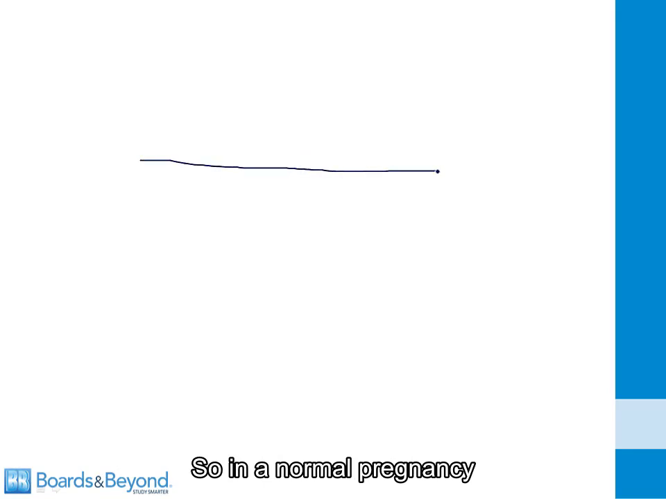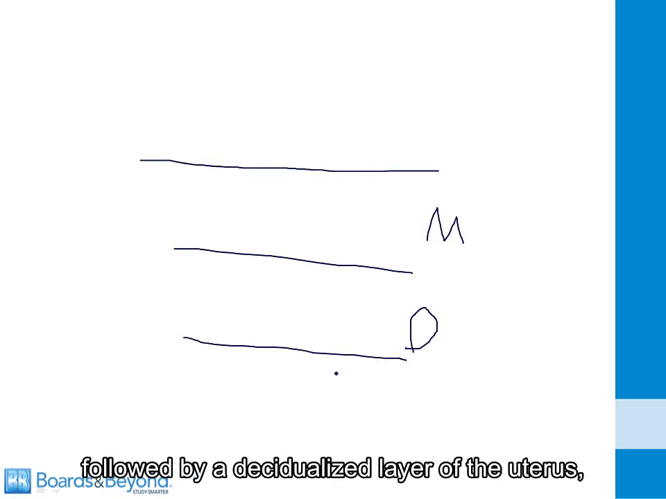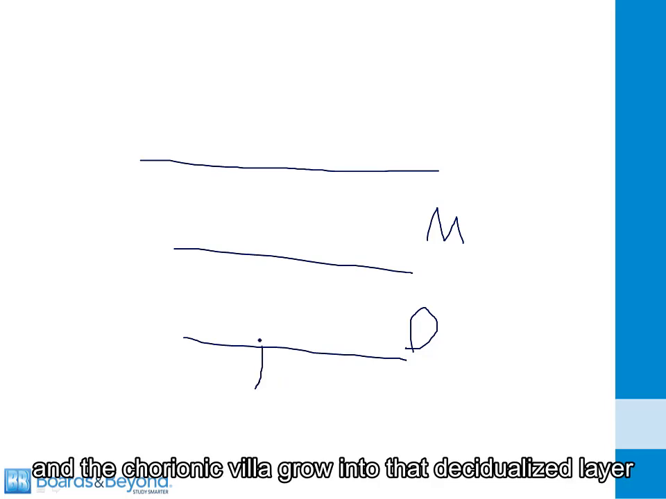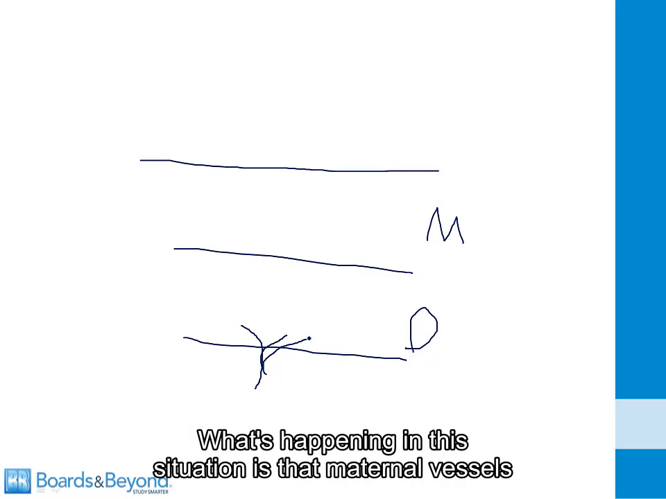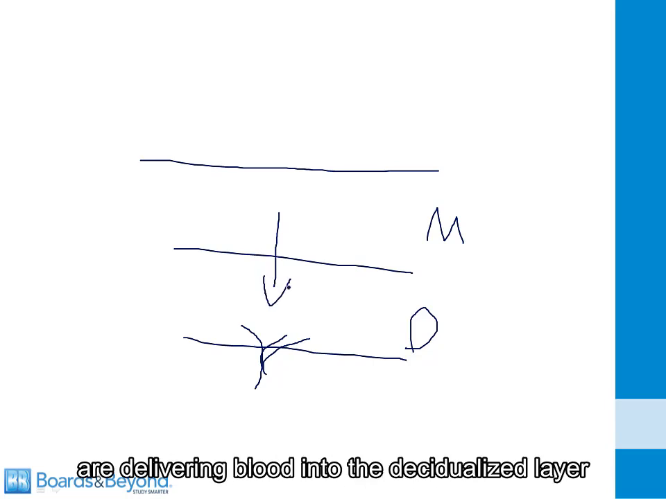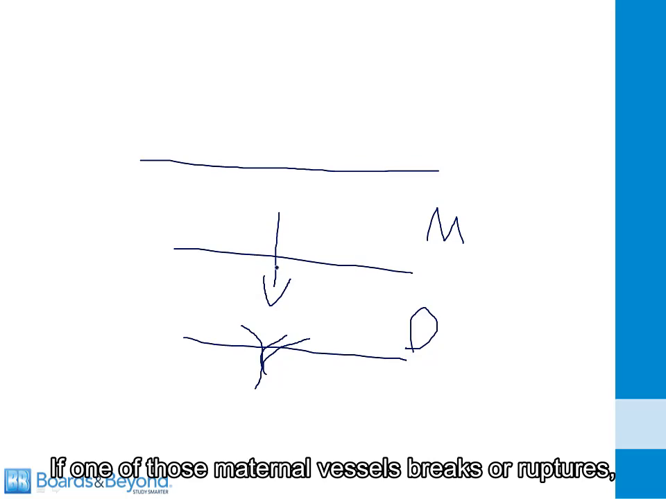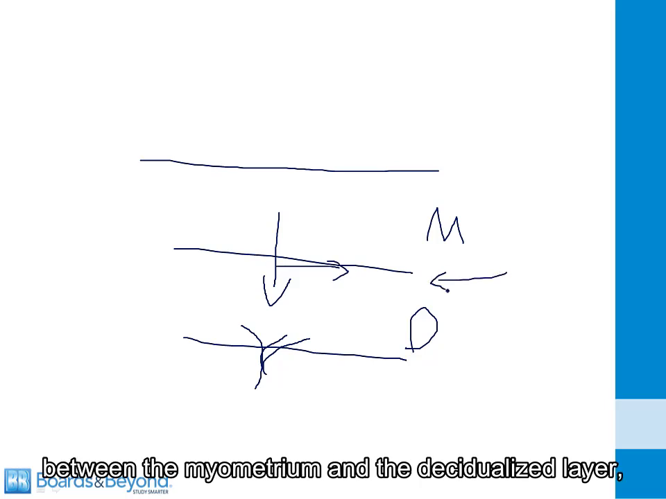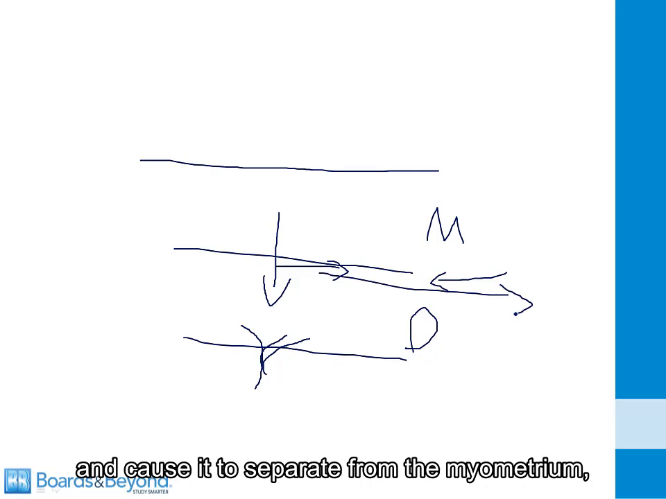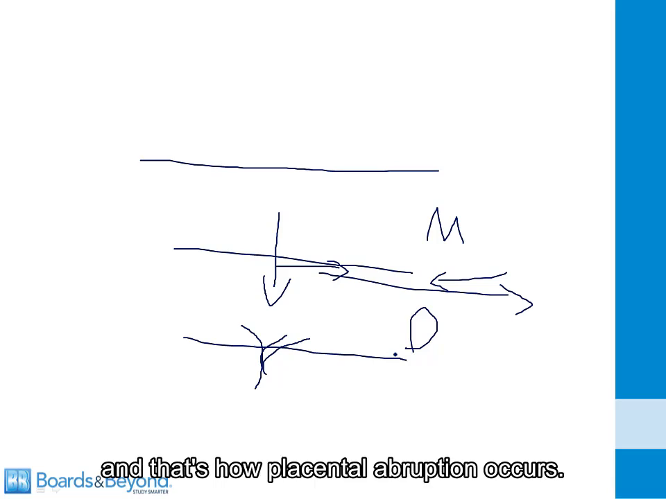So in a normal pregnancy, you have the myometrial layer of the uterus followed by a decidualized layer of the uterus, and the chorionic villi grow into that decidualized layer, and that's how the placenta attaches. What's happening in this situation is that maternal vessels are delivering blood into the decidualized layer to fill those chorionic villi. If one of those maternal vessels breaks or ruptures, then blood will leak along this plane between the myometrium and the decidualized layer and cause it to separate from the myometrium. That will lead to placental detachment, and that's how placental abruption occurs.